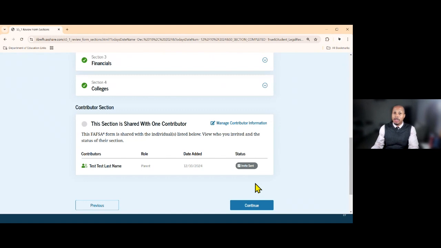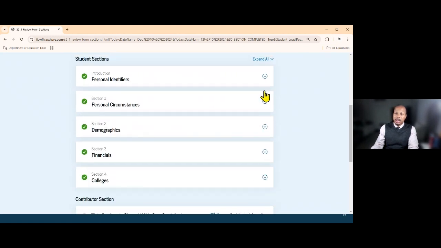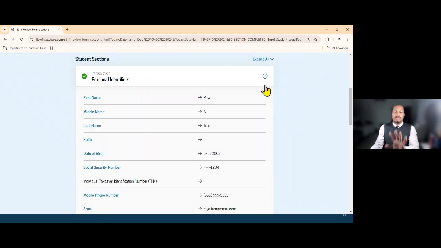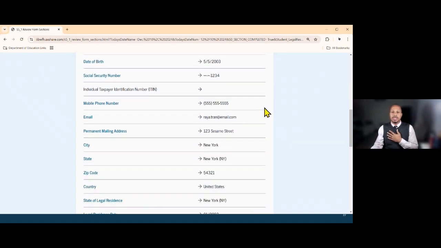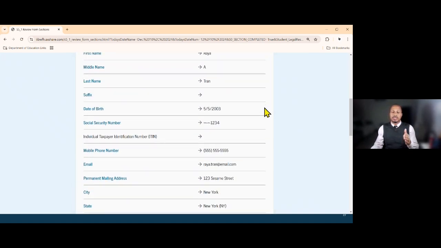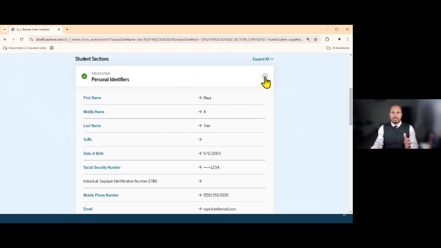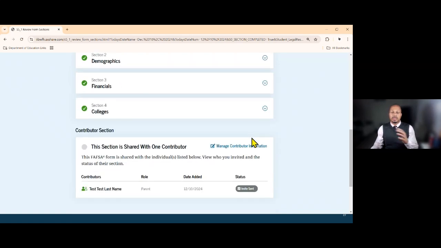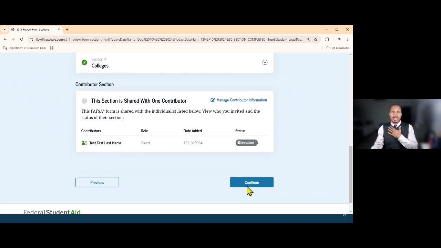But they want to make sure that all the information is correct, and they're able to do so by expanding these accordion style sections, and that's going to enable them to see exactly what information they have placed onto the FAFSA form. They can also see who they identified as a contributor and who they're sharing this with. Now, as a student, I'm done, and that took us about 50 minutes, give or take.